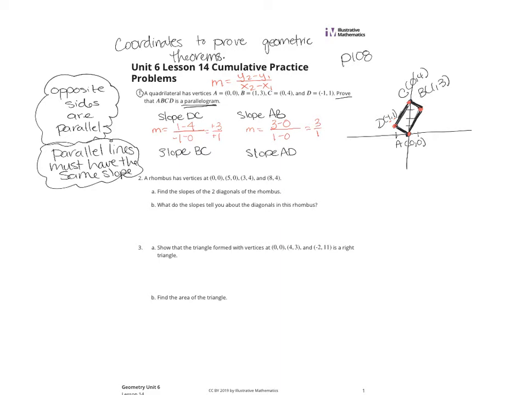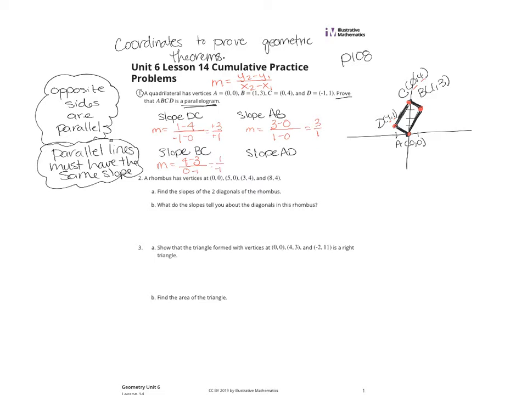So again, I'm doing my y values over my x values. So when I look at BC, it is 1, 3, and 0, 4. I could use the 4 or the 3. I'm going to use the 4 first, but you could have used either. Since I used the 4 first, then in the denominator I have to use the 0 first because the 4 goes with the x coordinate of 0. So 0 minus 1. This is 1 over negative 1.